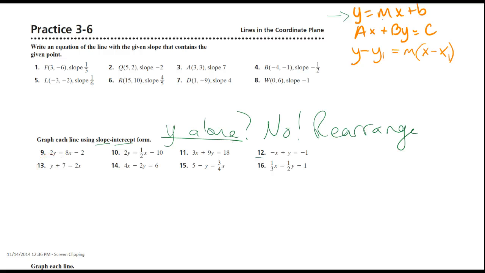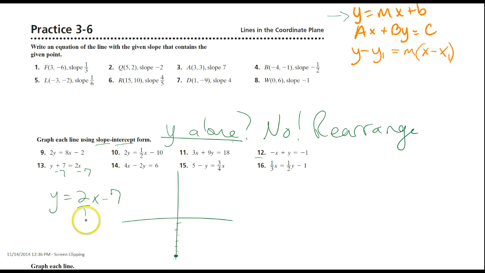Number 13, y plus 7 equals 2x. I can just do this one right here. I just have to move that 7 over, and my equation is y equals 2x minus 7. My graph starts off at negative 7. Here's negative 1, 2, 3, 4, 5, 6, 7. There's my first dot. Now I do the slope.